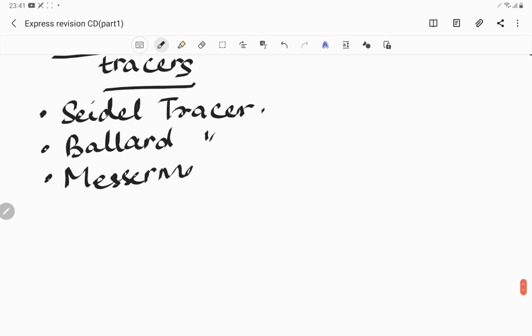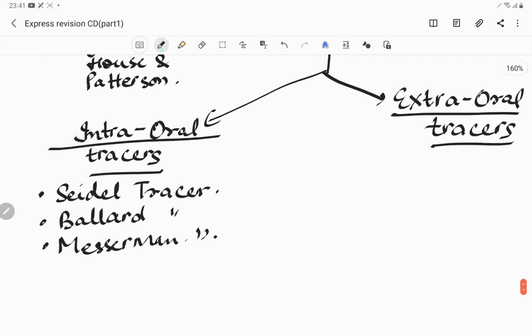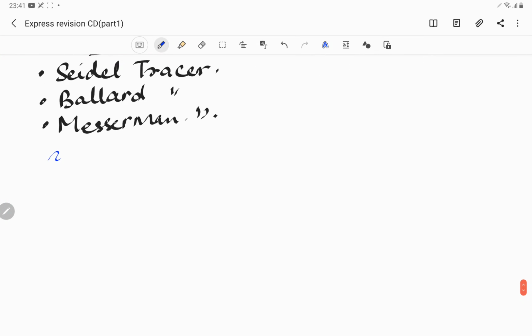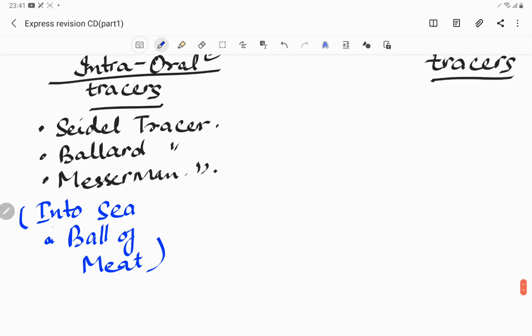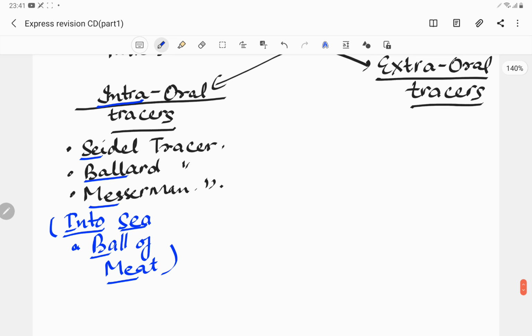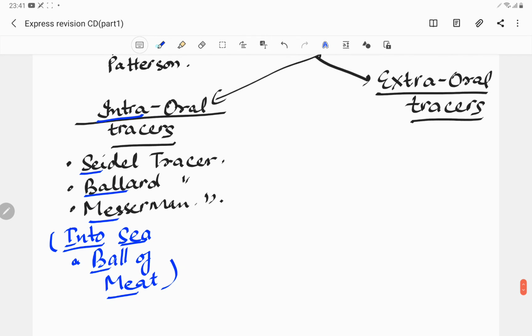How can we remember this? You can remember it like this: into the C, a ball of meat. Into is our intra, C is our Seidel, ball is the Bollard, meat is the measurement. So this is the into the C, a ball of meat. This is the intraoral tracer.